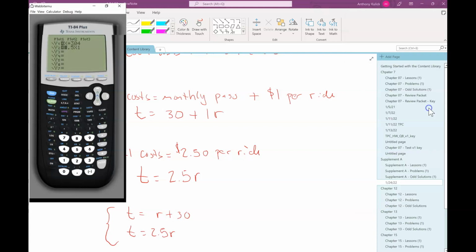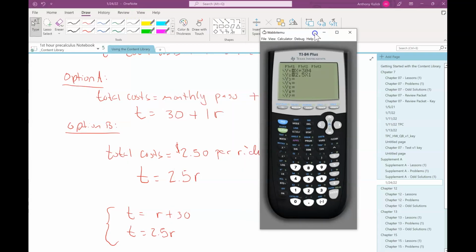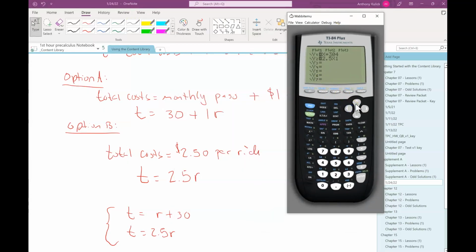What's that one doing back there? Okay, what are we doing here? Oh my goodness. All right, hold on. Okay. There we go. All right, so let's reset our window here. Because clearly we know that the number of rides can never be negative. Everybody agree with that?